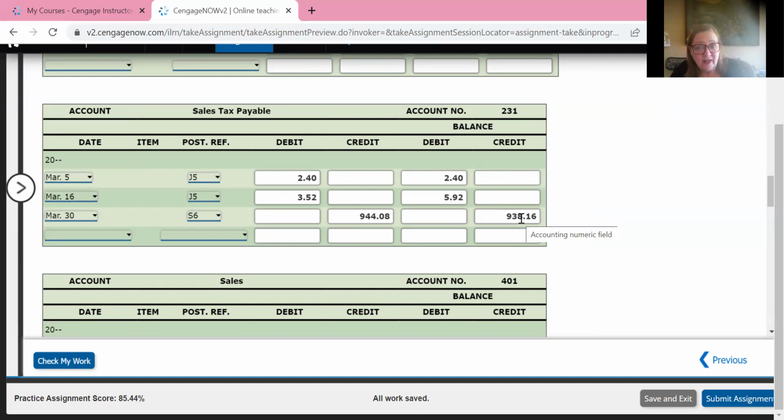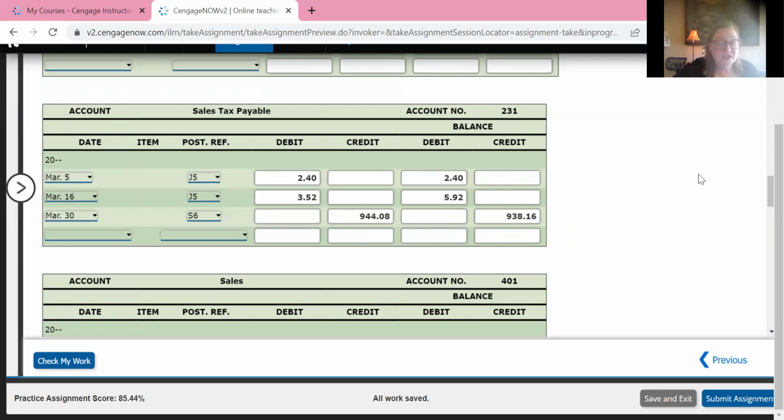Just the net, when you add those two opposites together, is 938.16. Okay. So what happened is now it's just as if the sale came in first to be posted at 948.08, and these two credits reduced it because that's really what happened. It was returns on some of these sales that were included in this 944.08 sales tax payable.